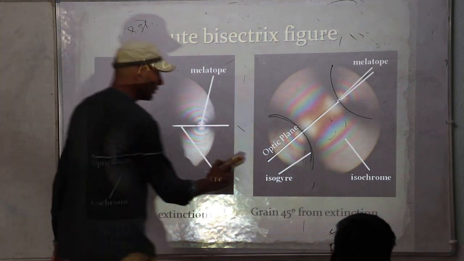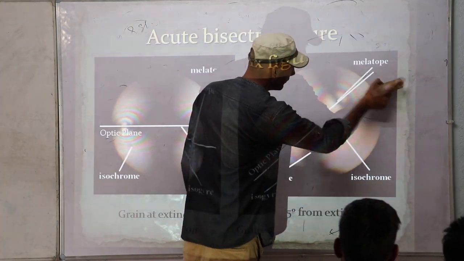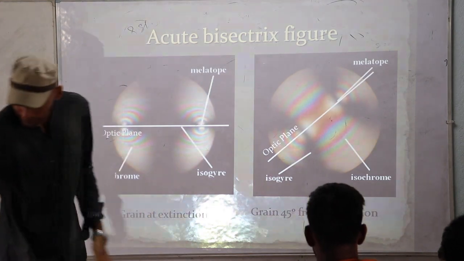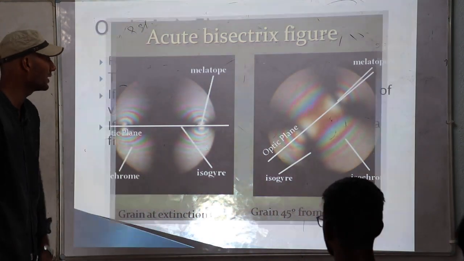So you can find out the optic plane by that. Now moving to different types. This is for the acute bisectrix figure.